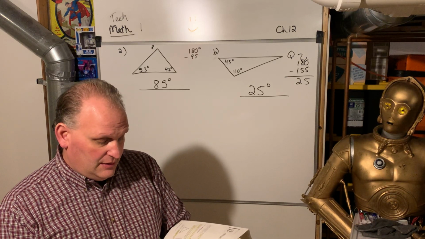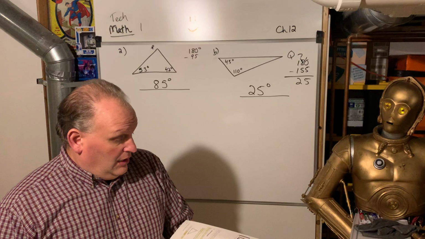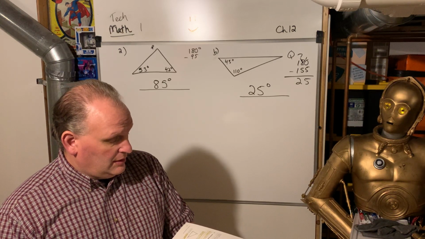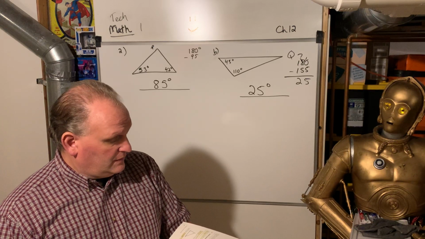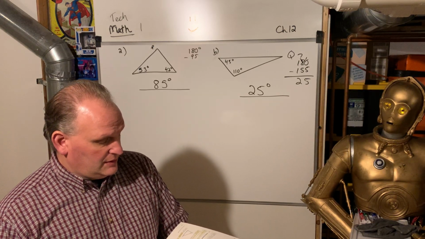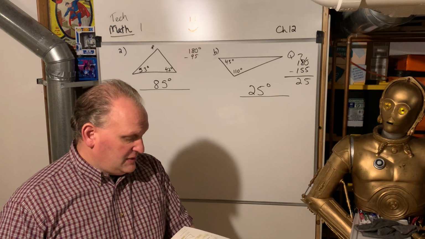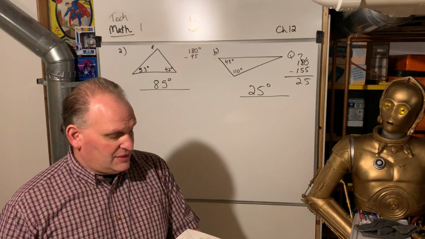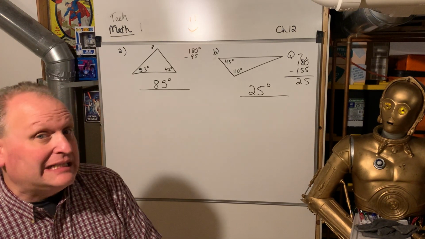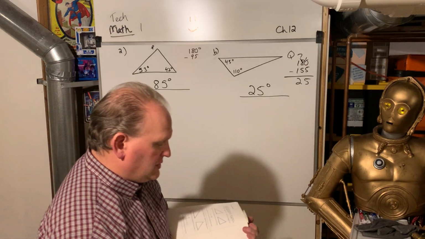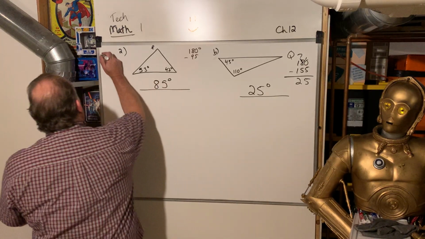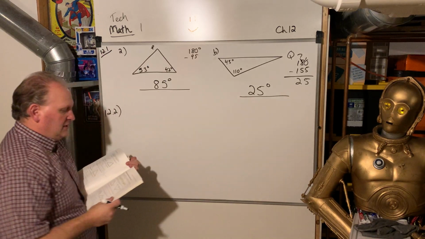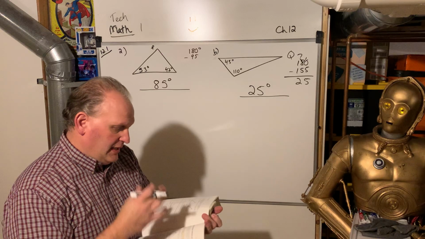All right. Pythagorean's theorem does not apply to oblique triangles. Any triangle which does not contain a right angle is an oblique triangle. So we have right triangles and we have oblique triangles. So that was 12.1. Let's take a look at 12.2, right triangle methods and oblique triangles.